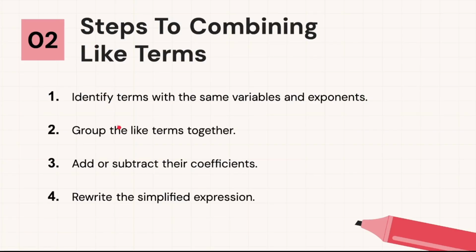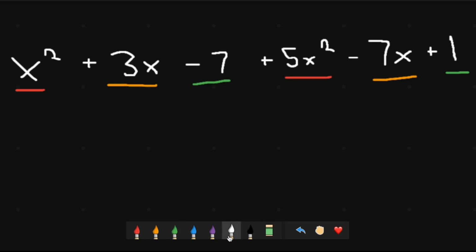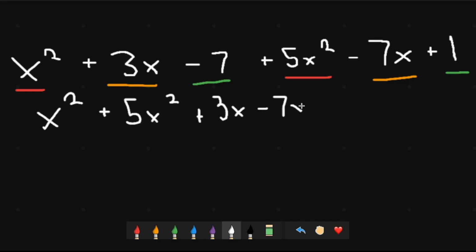So now that we've identified our like terms, the next step is to group our like terms together. So this means rewriting the expression so that our like terms are grouped together just for the sake of simplicity. So we can rewrite this as x squared plus 5x squared plus 3x minus 7x minus 7 plus 1.